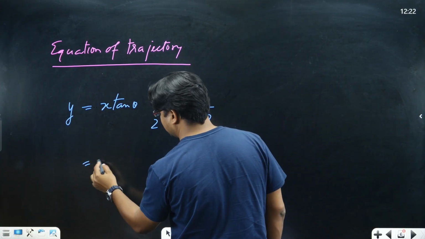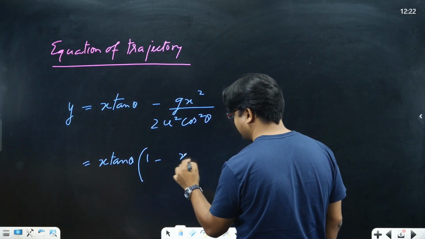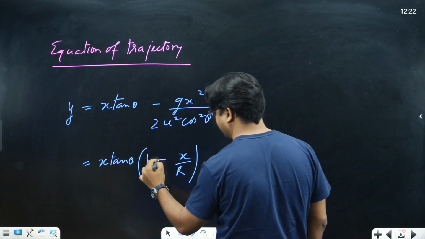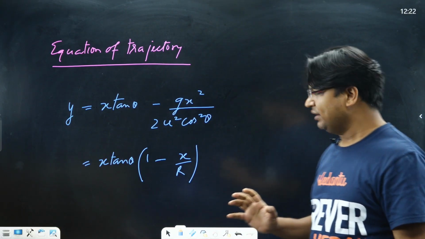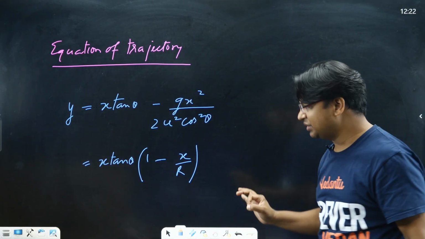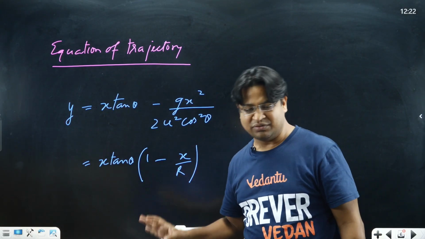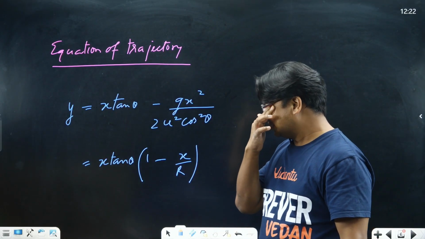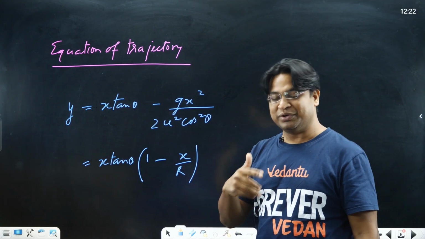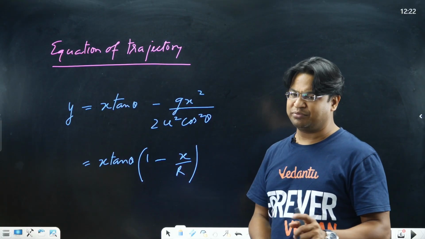Now this can also be written as x tan theta into (1 minus x by R), where R is the range. So these are the two versions of the equation of trajectory. Every student who has studied projectile motion from any decent place would be aware of this, and of course, the student should be sincere and hardworking. If you studied from a decent place but were not very committed or sincere, then mostly you would not know these results.